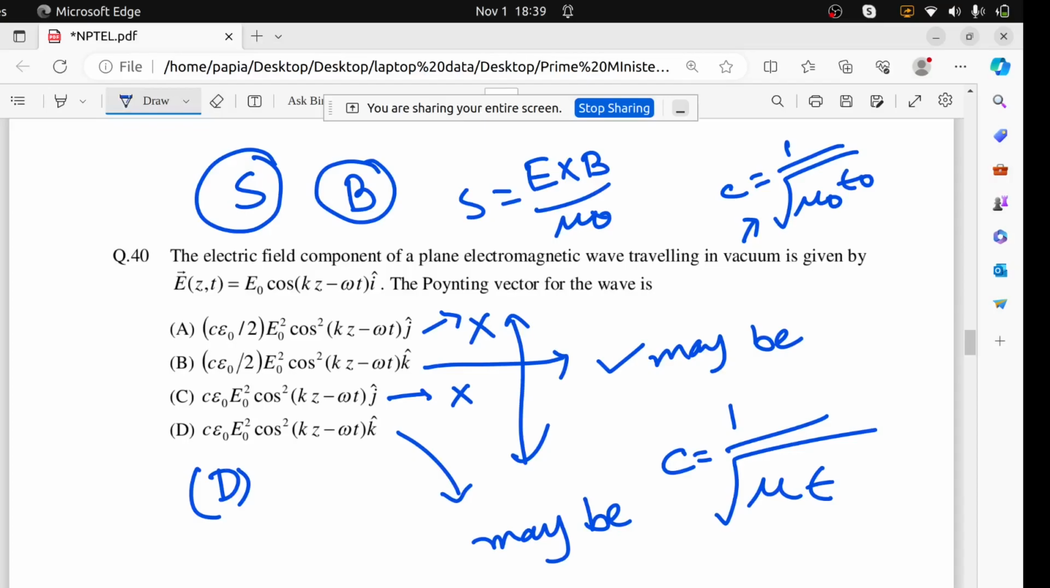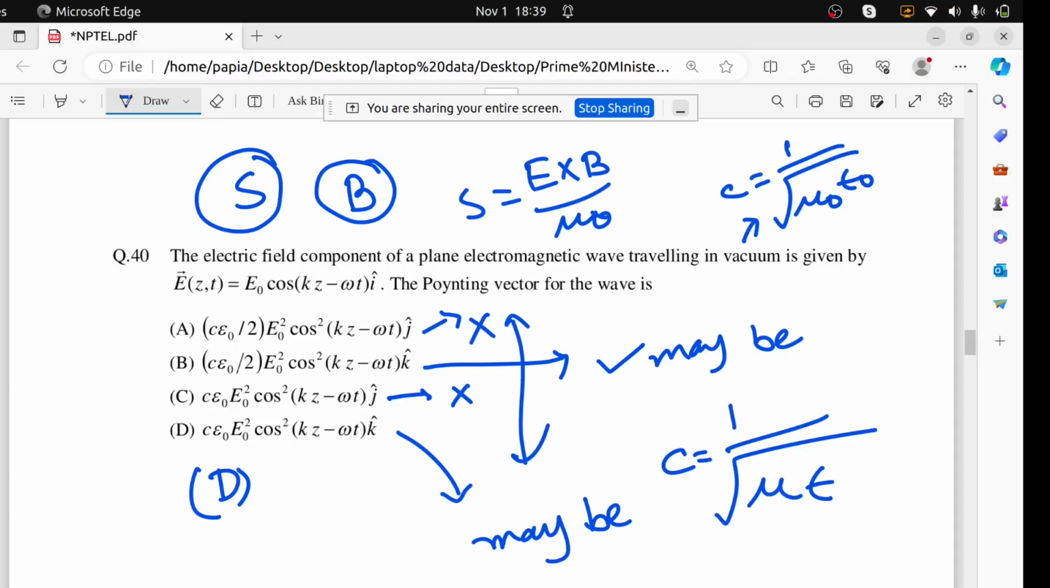So in vacuum, whatever we got till now, we are just calculating B from E, and we are putting that B and E in the expression of the Poynting vector. We are getting one answer, and this answer should match our option. For that, we put C equals 1 by root over mu naught epsilon naught, and then multiply C in both the numerator and denominator. Then we get C squared equals 1 by mu naught epsilon naught, and then we get the answer D.